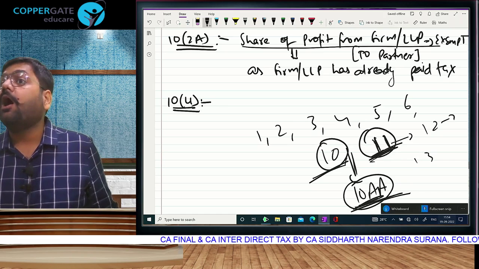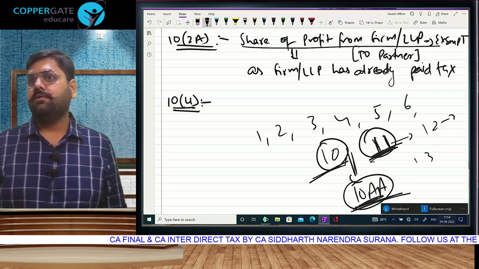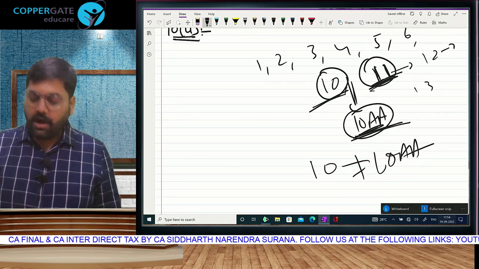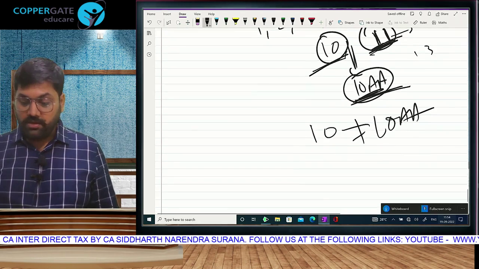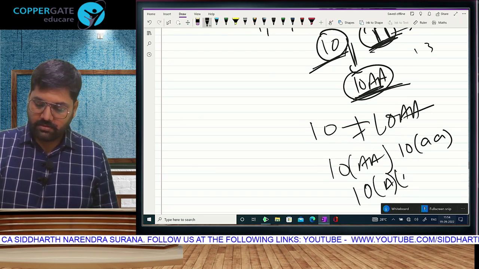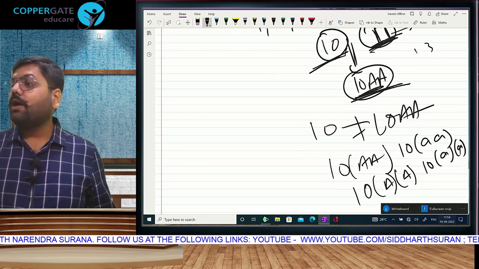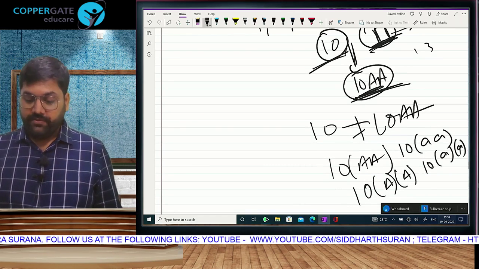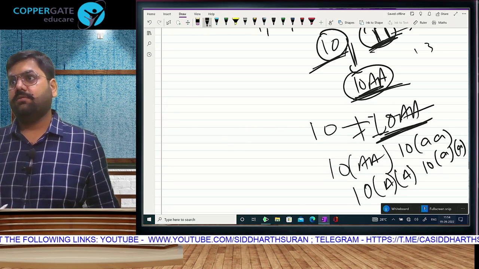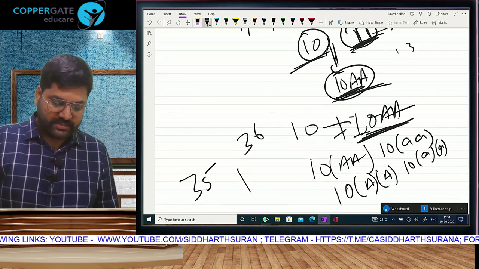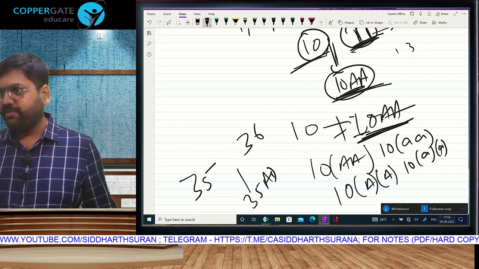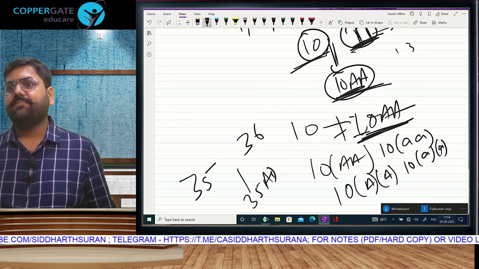10 and 10AA are as different as 10 and 11. 10 and 10AA are not the same. If you write 10 double A like this or like this or like this, you are doing nonsense of the highest level. This is section 10AA, section 10 double A, a section between 10 and 11. Similarly section 35 is there, section 36 is there, but 35AD is a section between the two. 35AD is not the same. Understood?